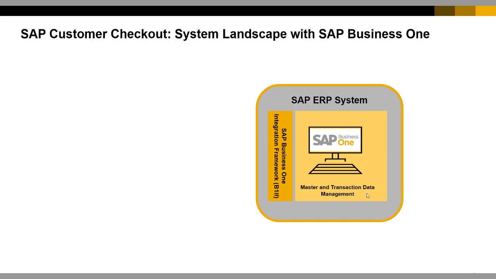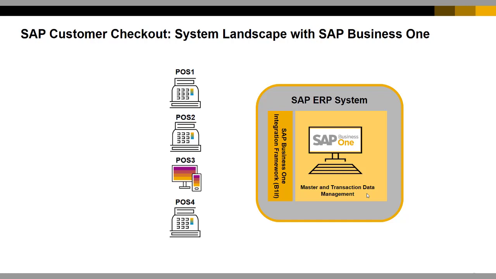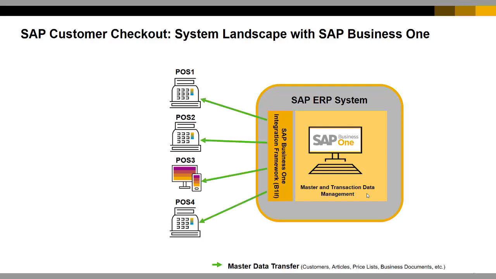So you need the P1IF. Now you have your different point of sale terminals. These are all different customer checkouts which can be installed in a point of sale terminal, or it might be installed in a laptop, desktop, or tablets. Each customer checkout pulls master data from SAP Business One and stores it locally in customer checkout.